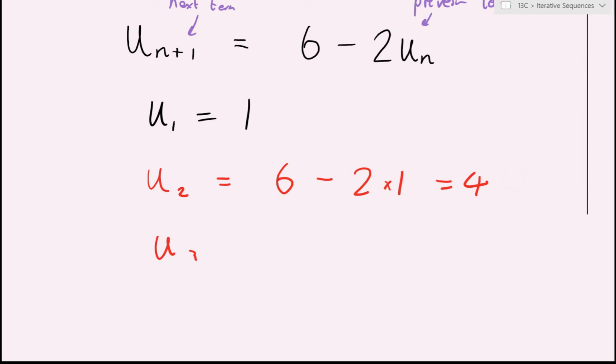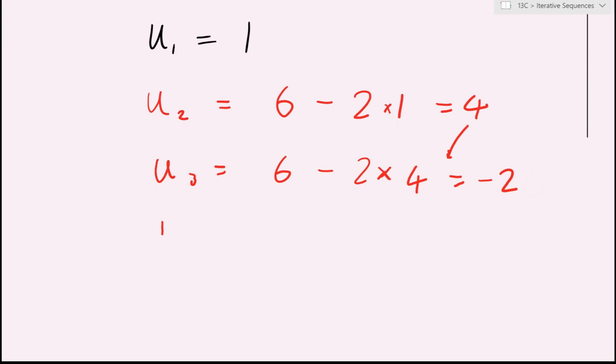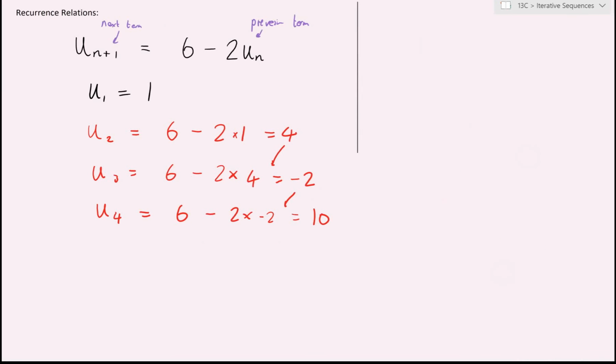To work out U3, I do 6 minus 2 lots of the previous term, which was just 4. That gives me minus 2. To work out U4, I do 6 minus 2 lots of the previous term, which is minus 2, and that gives me 10, and so on and so forth. That's the basic idea, okay?